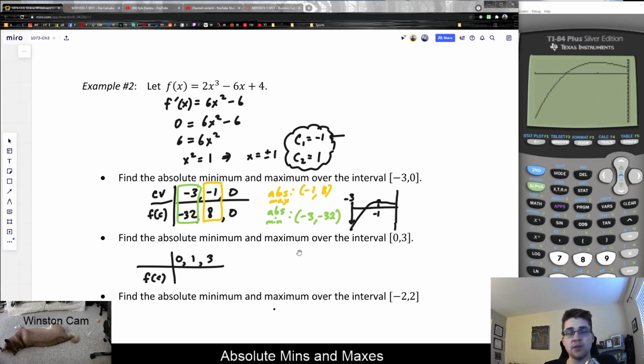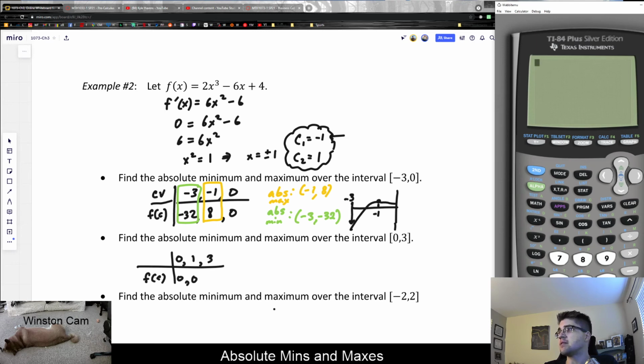Well, we already know f of 0 is 0. f of 1 is going to just be 2 minus 6, negative 4 plus 4, which is also 0. Let me do that again. 2 minus 6, yeah. And then for 3, we will get 2 times 3 to the third power. Well, we already have this in our calculator from last time. But we could check what happens at 3 as well. Let's change this up. And this would give us 40.